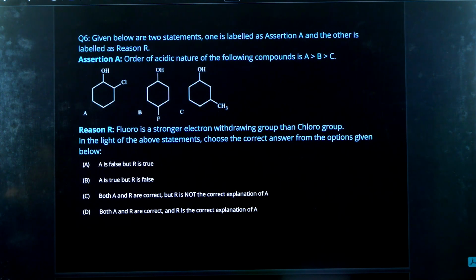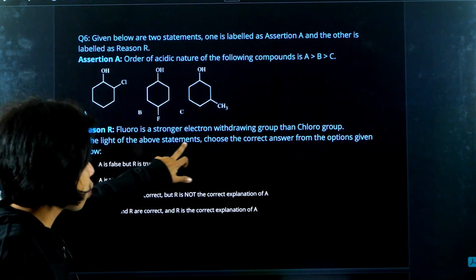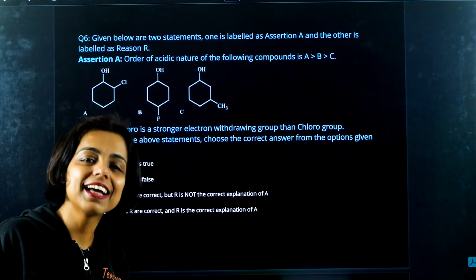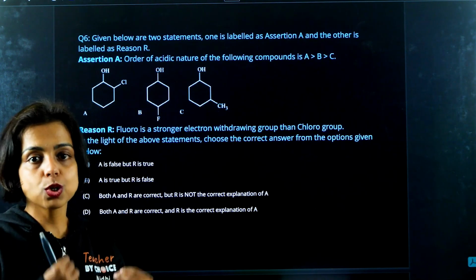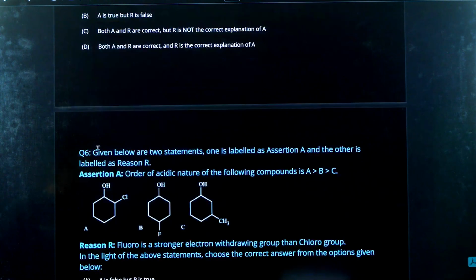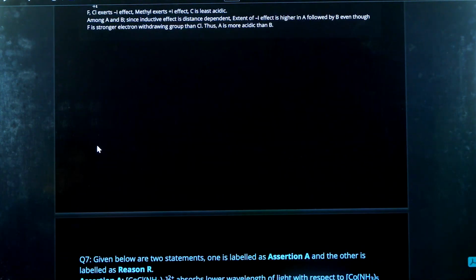So what should be the correct answer? You will mark: assertion is a true statement. Fluoro is a stronger withdrawing group than chloro group. This is also a true statement, but not the correct explanation for the assertion. So we'll mark our answer as C. Both A and R are correct, but R is not the correct explanation of A, right?